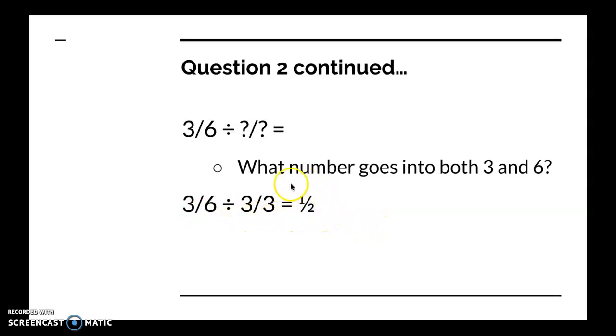So 1/2 or half is our fraction simplified. So that is our final answer.